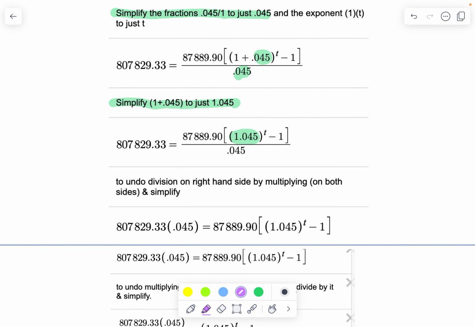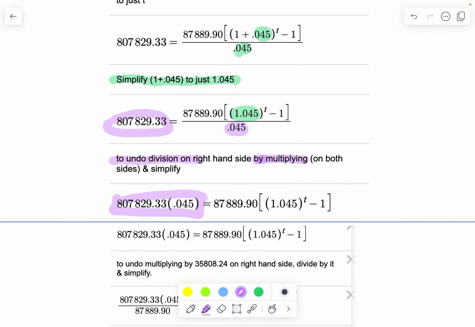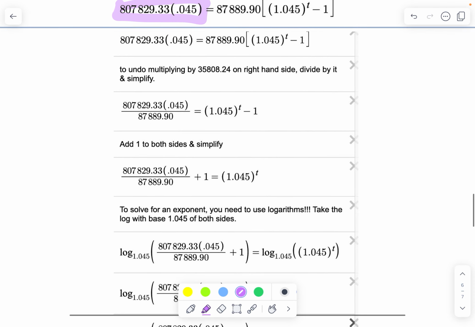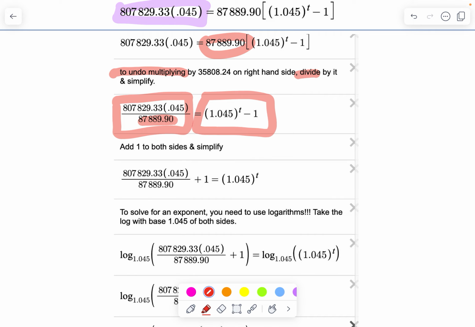And now I'm ready to undo division by multiplying. So I'm going to multiply both sides. I just showed it on the left side and it disappeared on the right-hand side. Then I need to undo this part right here. So I said to undo multiplying, divide. I divided the left-hand side by that number, and I left the right-hand side nice and simple. Then I'm going to have to get rid of this -1, so I'm going to add 1 to both sides. Here's adding 1 to the left side, and the right side got nice and simple.